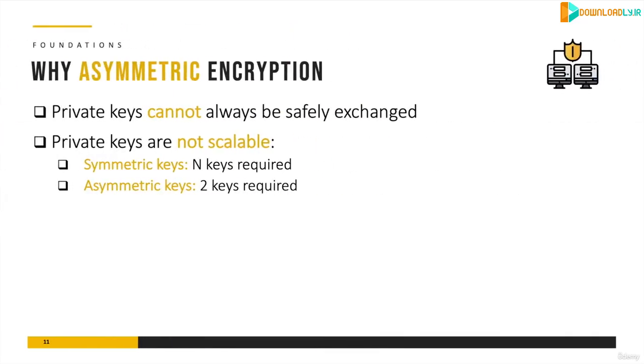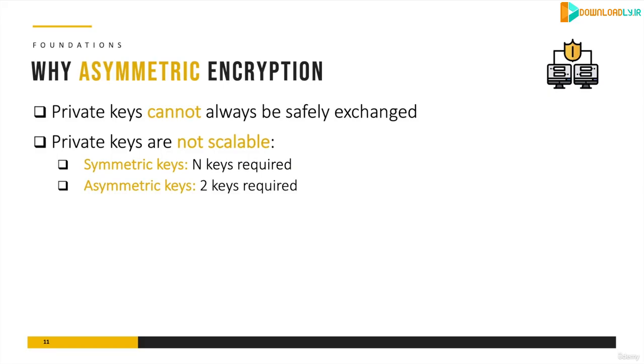One of the reasons why we needed asymmetric encryption was because private keys cannot always be safely exchanged on public networks like the internet. So asymmetric encryption is required to create that initial trust, the initial encrypted end-to-end communication channel, over which you can even exchange symmetric keys and then use them later on for encryption or decryption. But for the initial secure and encrypted channel, you definitely need asymmetric encryption.